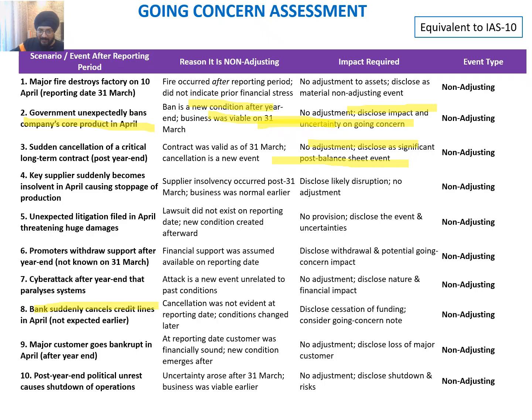Bank suddenly cancels the credit lines, major customer goes bankrupt, post-year-end political unrest causes shutdown of operations, unexpected litigation, key supplier suddenly becomes insolvent, sudden cancellation. Again, these are events for which the condition was not there on the reporting date, and hence these are construed as non-adjusting events in the purview of IND AS 10, but they require assessment of going concern as per the definition of IND AS 1. So I think this point has been made clear now.